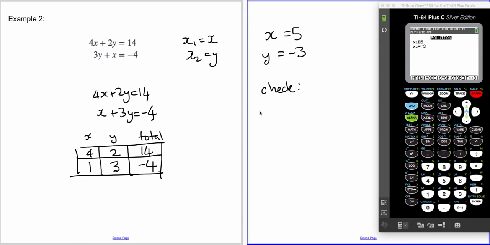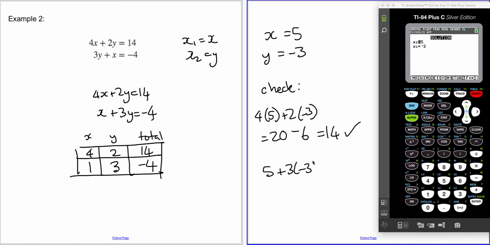Let's check that out with the formulas we were given. 4 of those, 2 of those is correct. Now let's try 1 of those and 3 of those, which is correct. Ready to go into the third example. Let's box our solutions.